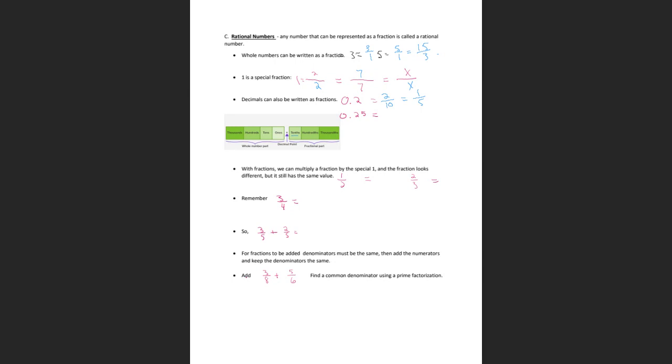Notice how we have 0.25, but if I'm reading it, notice how this goes 2 decimal places. So this actually goes out to the hundredths place. So this reads as 25 hundredths. And 25 hundredths is the same thing as 1/4. So 0.25 or 25 hundredths is the same thing as 1/4.